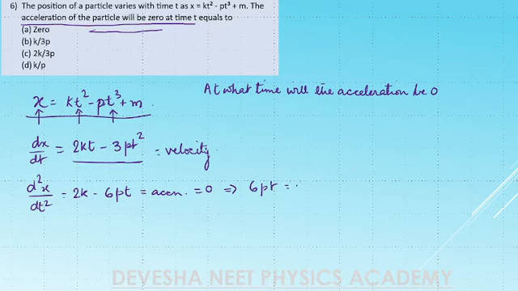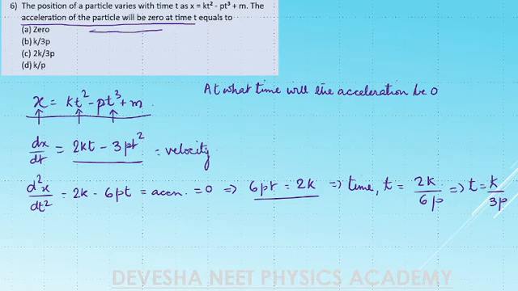6pt is equal to 2k. It means time t is equal to 2k by 6p, which means t is equal to k by 3p. So this is the time at which the acceleration will be 0. This is the solution here. If you look at the answers provided to us, this matches the answer.